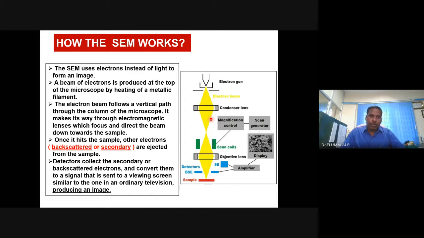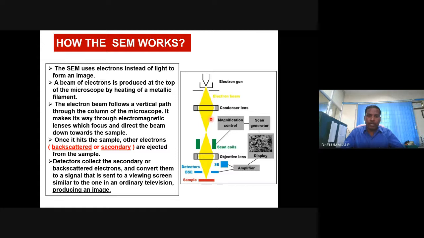So this I already spoke to you. The electron has to be generated. Electrons have to be generated by some means. It may be thermionic emission or field emission. Then the electron has to be made coherent using a condenser lens, essentially an electromagnet. How can you make light coherent in an optical microscope? Using optical lenses. In a similar way, you can do it with an electromagnet. The electron can be made coherent.